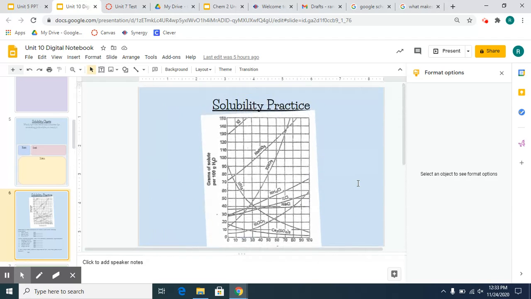Okay, so if you have any questions on those problems, or if you're still not understanding how to read this chart, let me know, and I will be happy to help you.